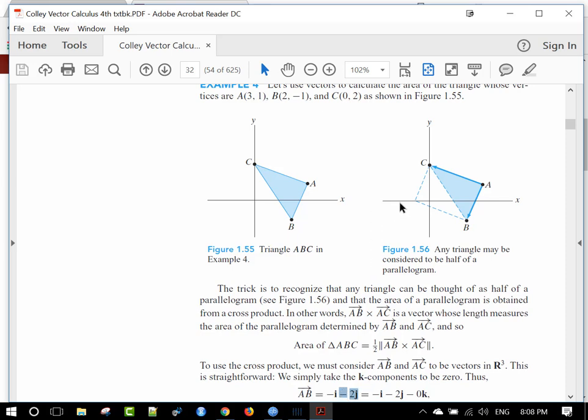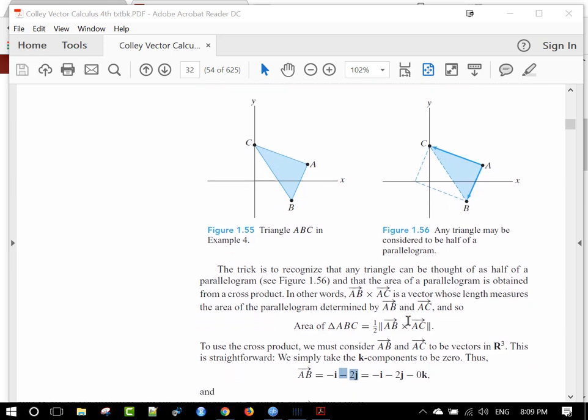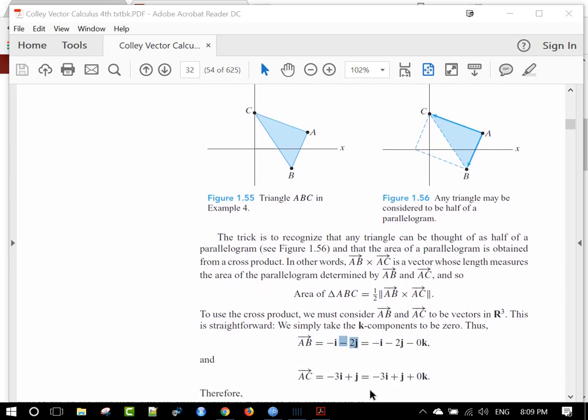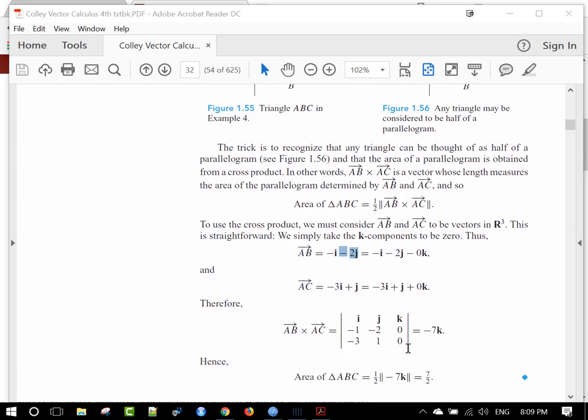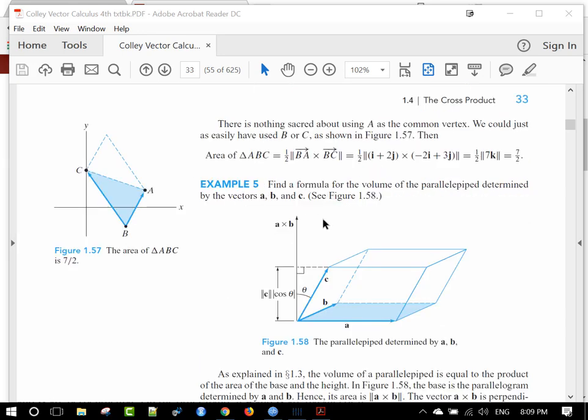Then you can do the same thing for this one. Sorry, we just computed AB, and we can do the same thing for AC. So this is AB, this is AC. We can do the cross product like this. We get negative 7k, so we take the magnitude of that and take half of it. So we get 7 halves as the area of the triangle. You can also do something for the volume of a parallelepiped, but I won't go through that.